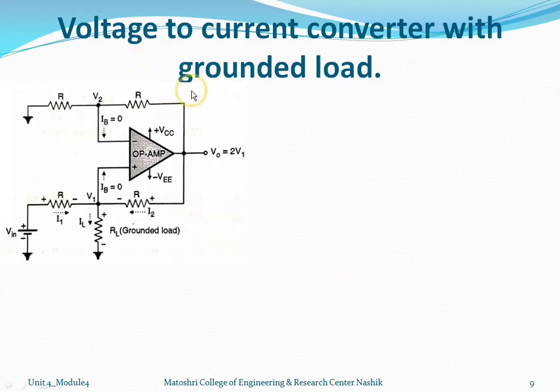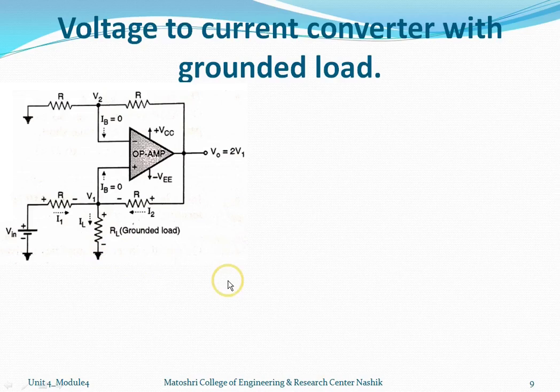Now the second type is the voltage to current converter with a grounded load. It is clearly seen that the input is applied to the non-inverting input terminal of the op-amp, so it's a non-inverted configuration of this V to I converter with grounded load, and the load resistance is grounded here, so that's why it's a grounded load type.